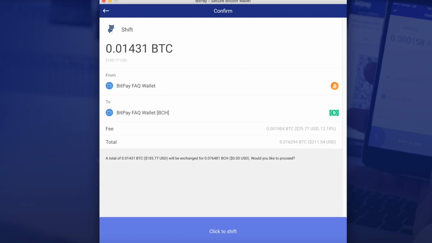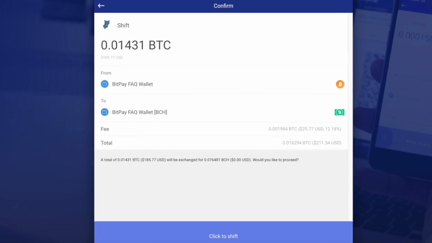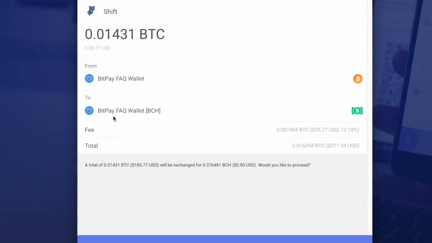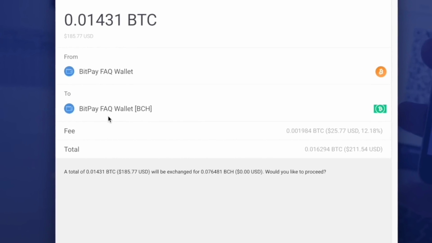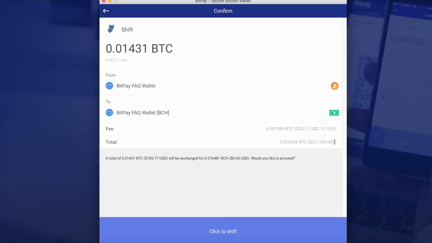You'll be able to double check which wallets you are sending and receiving from. You'll also be able to see the Bitcoin or Bitcoin Cash miner fee and the total amount that you are sending. From there, you can click to shift if you are okay with the miner fee and total amount that you see on the screen.